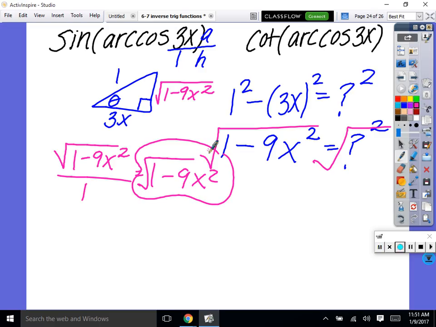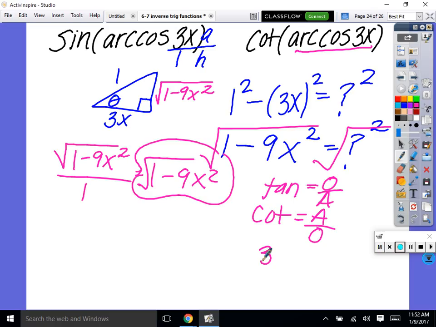Okay. So we're dealing with the arc cosine of 3x. We've already drawn that picture. That means the angle has cosine 3x. So here's my picture. Now we're asked to find cotangent. Remember, tangent is opposite over adjacent, so cotangent will be adjacent over opposite. So 3x over the square root of 1 minus 9x squared, correct?